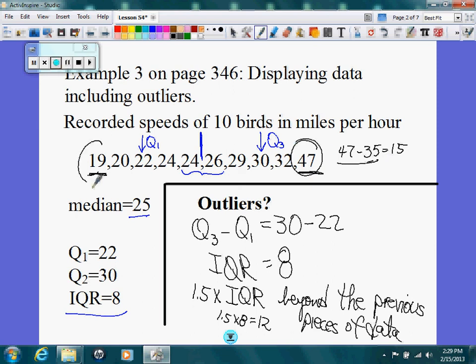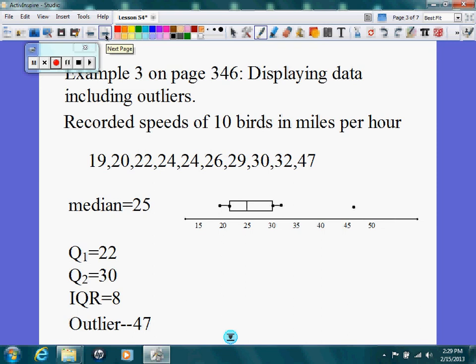Let's look on the other end. What's the difference of these two pieces of data? It's only 1, so that's not more than 12, so that is not an outlier. 19 is not an outlier. Okay, so we have identified our outlier as 47, and how would we display this?